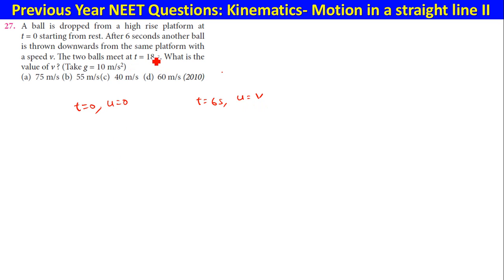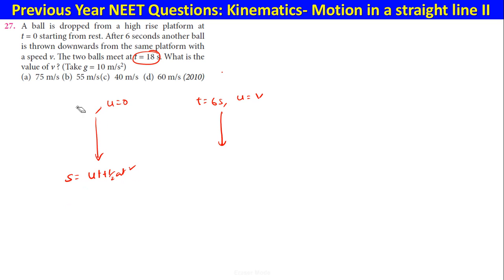Now the two balls meet at t is equal to 18 seconds. So at t is equal to 18 seconds, whatever distance the first ball travels, the second ball also travels the same distance. That is the idea. Now what is the value of v? Let us find that out. Let us find s from this equation: s is equal to ut plus half at square.